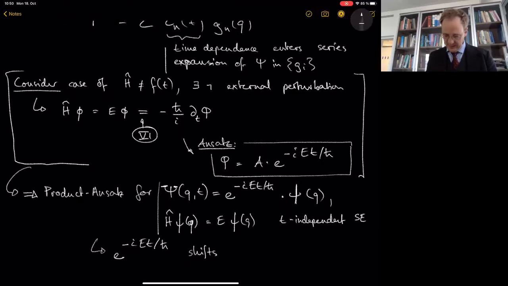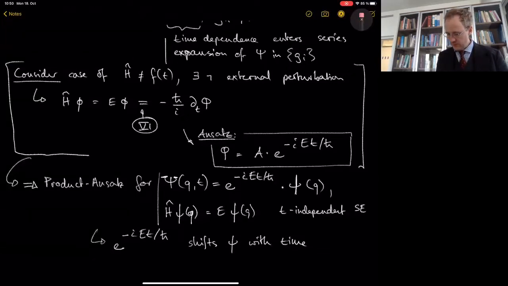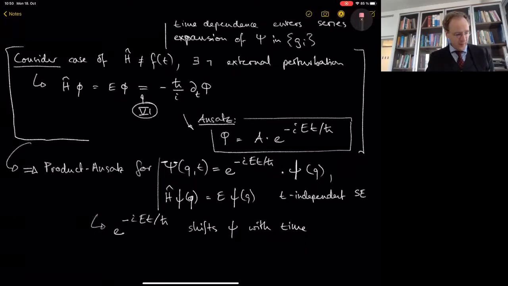shifts the small psi with time, and with the amount of energy. So this is rather a formal prefactor. There's not a lot of physics happening in there. But with this in mind, we can now presume that we're going to consider wave functions that are eigenfunctions in which we want to expand our true wave function.